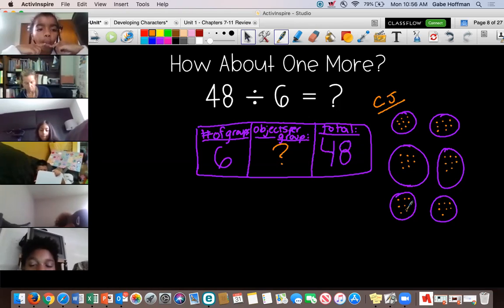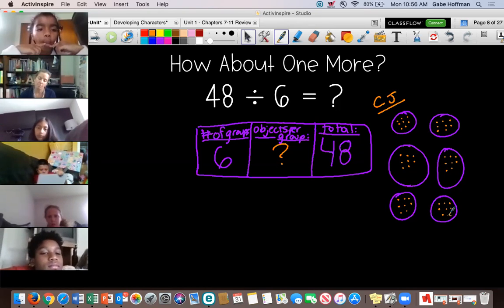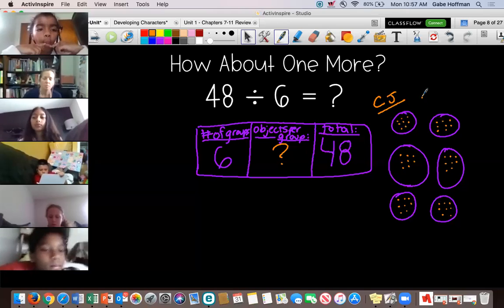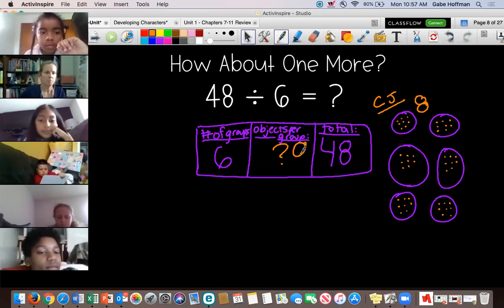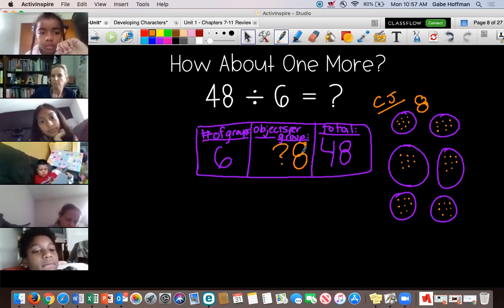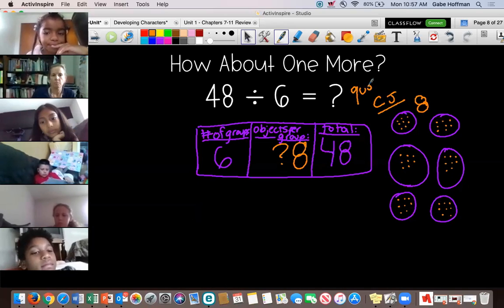I have another strategy. CJ, what'd you get? What was your number of objects per group you ended up with? 8. Yep, that's right. So we would end up with 8 objects per group. So we would say our answer is 8. What's another word for answer in a division problem? Quotient. Very good.